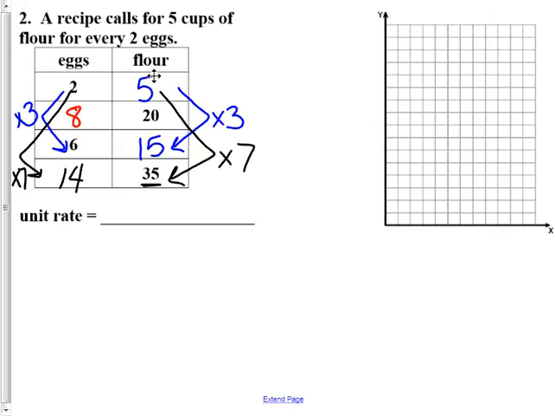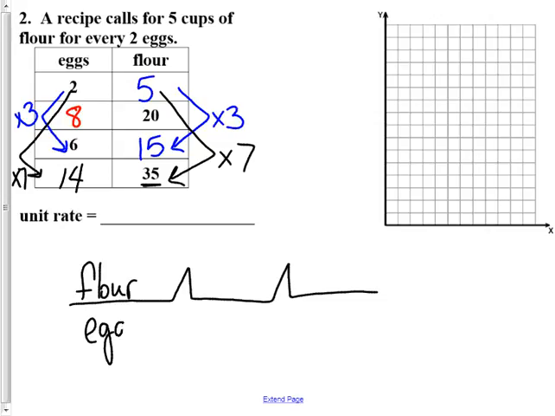If I want to find the unit rate for this one, it's a little harder because there's no 1 anywhere in our ratio table. So we don't see how much for 1. Your bigger numbers are your cups of flour, so you might want to put that on the top. It's up to you. I think it makes it a little easier. And then your number of eggs we could put on the bottom. So the ratio we know is 5 cups of flour for 2 eggs. What we want to know is how many cups of flour for 1 egg.